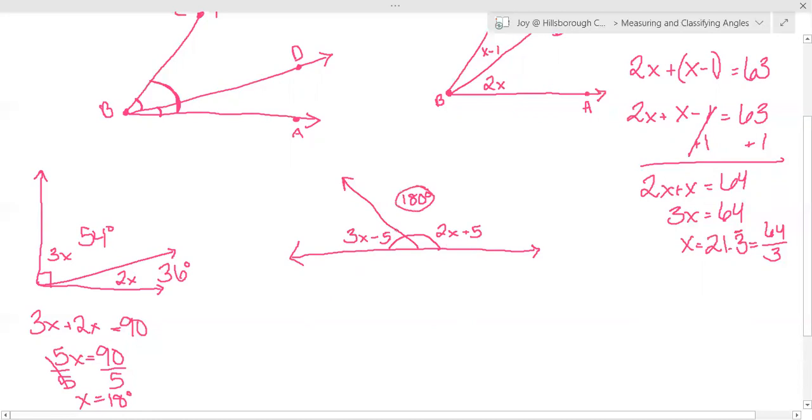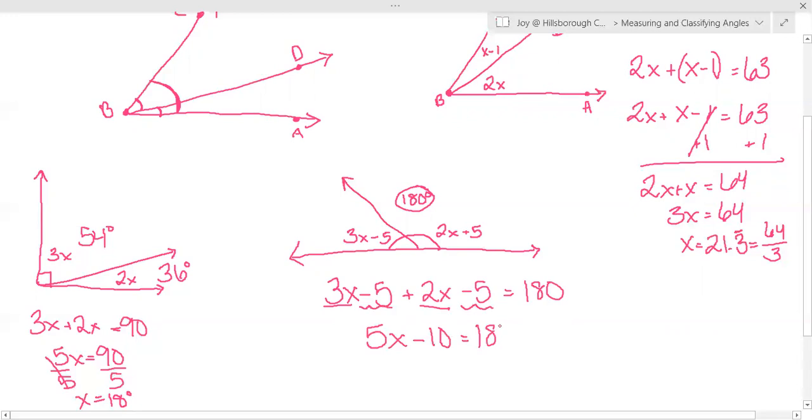The total angle measure is 180. So 3x minus 5 plus 2x minus 5 equals 180. I'm going to combine everything first. So I have 3x and 2x is 5x. And then I have negative 5 and negative 5 is negative 10 equals 180. Add 10 to both sides. 5x equals 190. And then we do 190 divided by 5. We get 38.